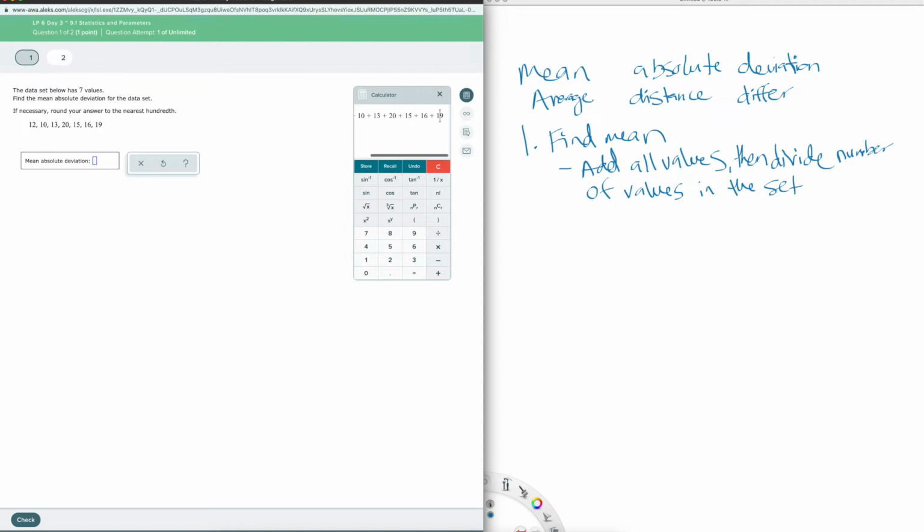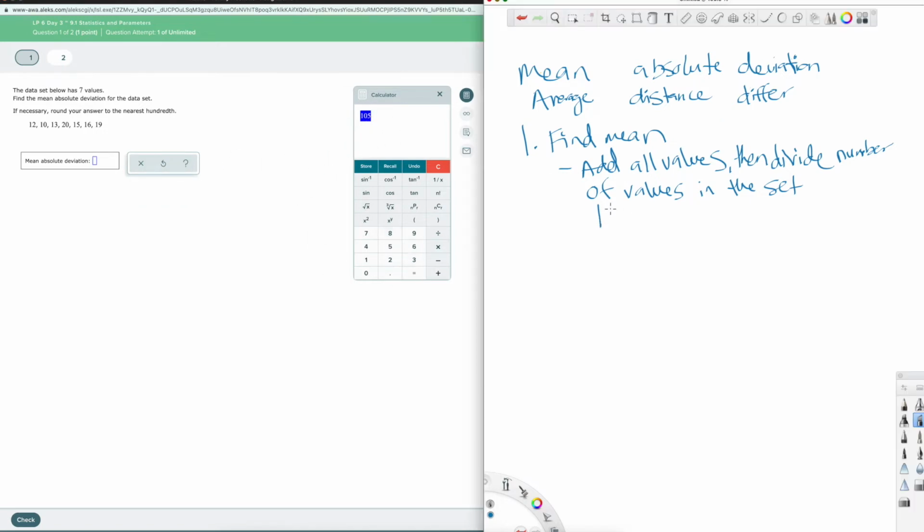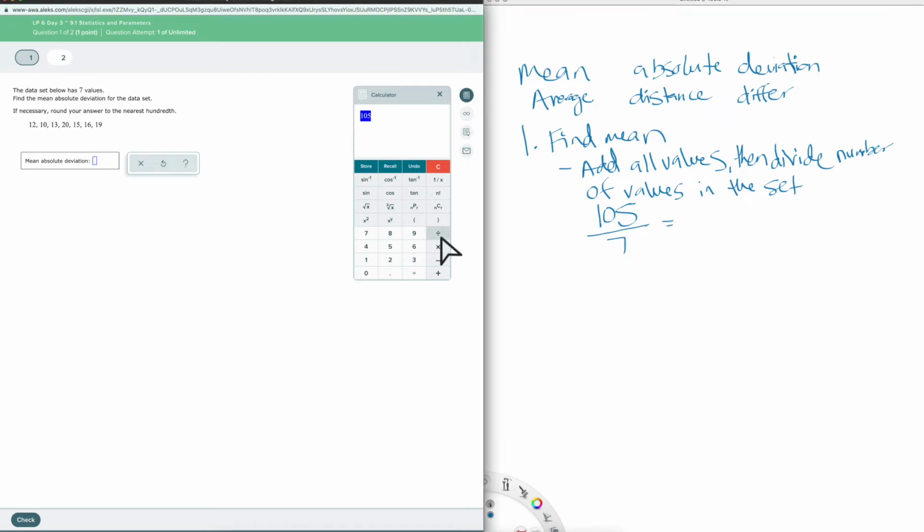So the biggest thing I see mistake-wise is either it was typed in the calculator wrong as far as adding, or one of the numbers was forgotten. So just double check. Make sure you can always re-add them. Make sure you get the same number again. So we have 105 for the sum. I added them all together. And now I need to divide by the number of values there were, which is 7. So this gives me the average, or the mean. So here's our mean.